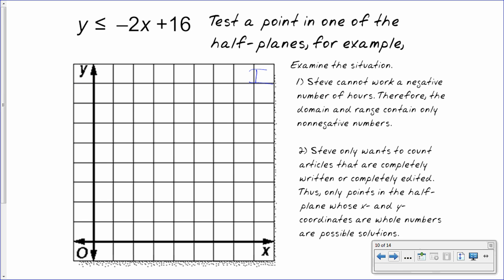You got one quadrant, yeah, that's quadrant 1, right? Okay, we use quadrant 1 because the x's are positive and my y's are positive. Is it possible to work negative hours? Nope. So on the x-axis, writing goes down here. Put writing there. What goes on the y-axis? Editing.